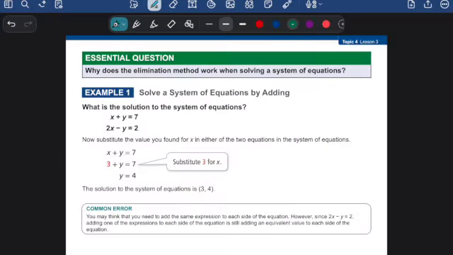After we solve for x, then we plug that value into one of the equations. Choose the simplest equation, so choose the first equation, plug in your value for x and solve for y, and you get your solution, your ordered pair for the point of intersection of the two equations.